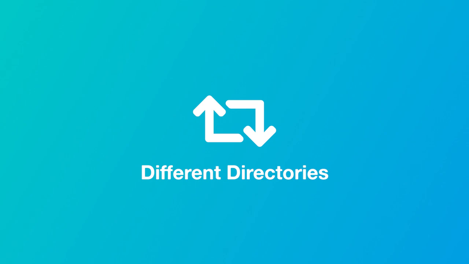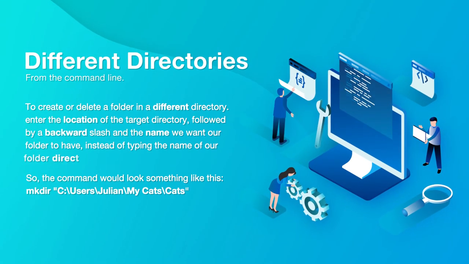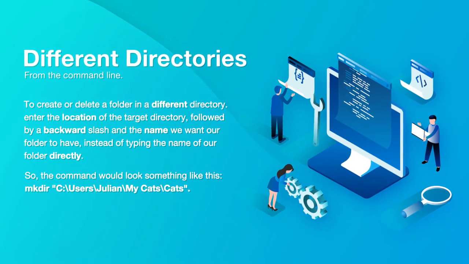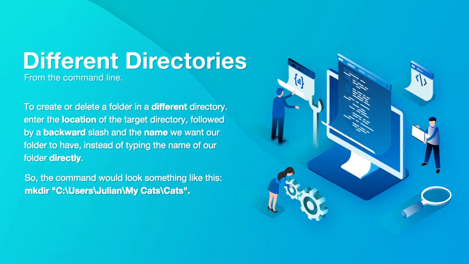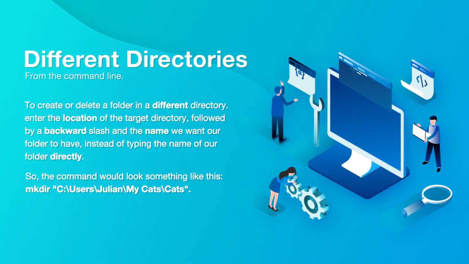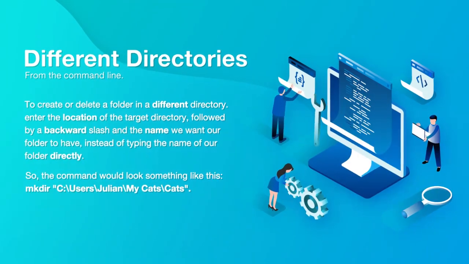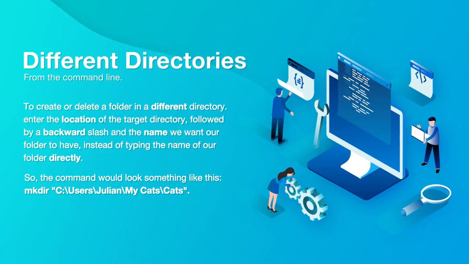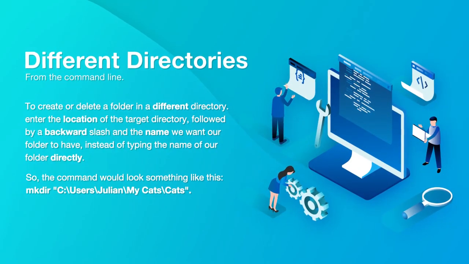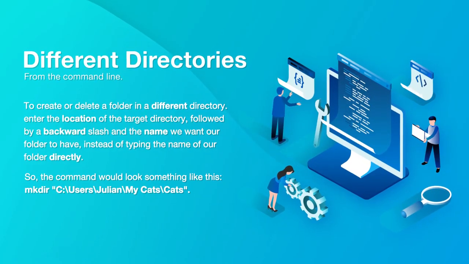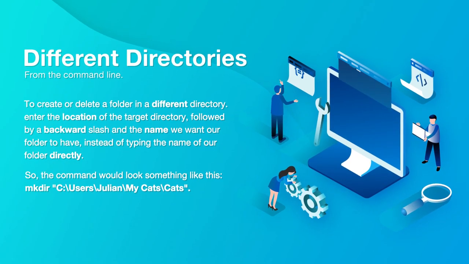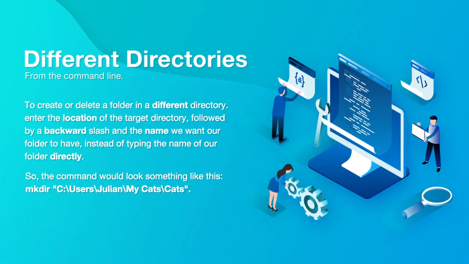Different directories. Using the mkdir command, we can create a folder in our current directory. But what if we want to create or delete a folder in a different directory without having to navigate there? You would have to enter the location of the target directory, followed by a / and the name we want our folder to have, instead of typing the name of our folder directory. So the command would look something like this. As you can see, we are once again using quotation marks because the location of our directory contains a space. In the same way, you can replace mkdir with any command to complete any task from any directory.